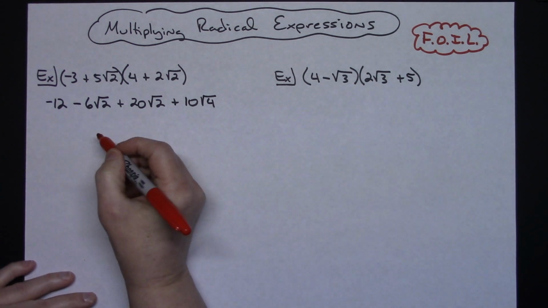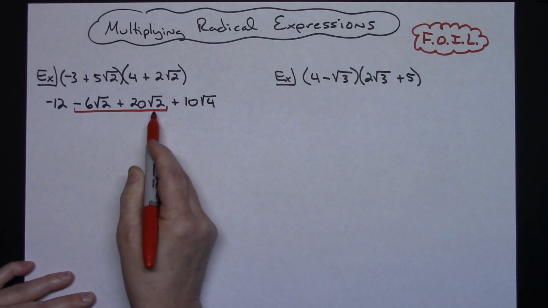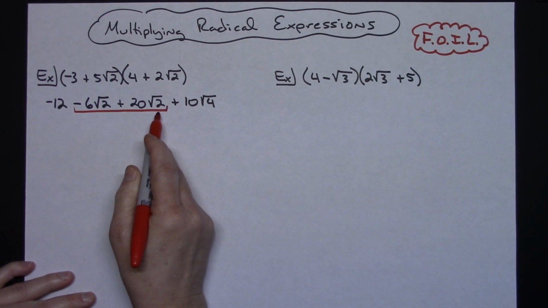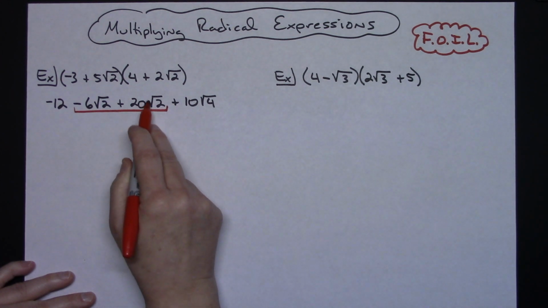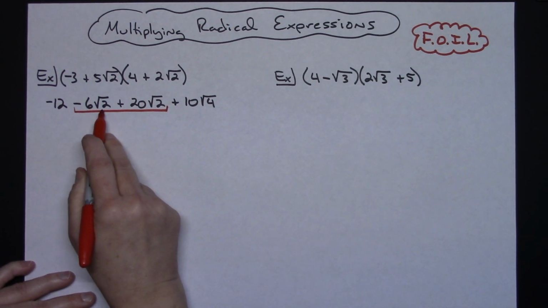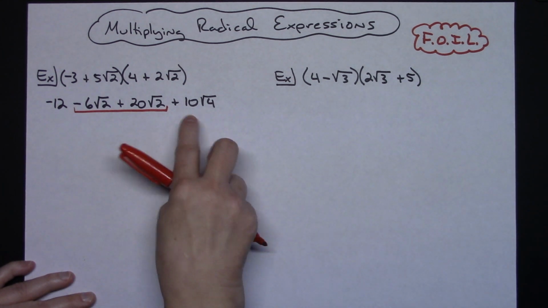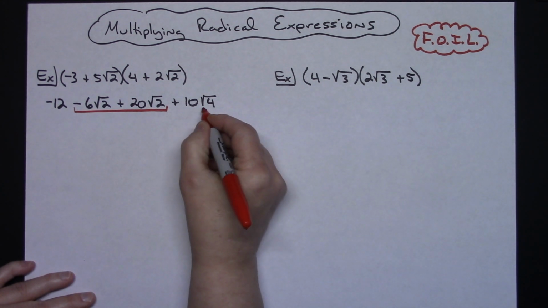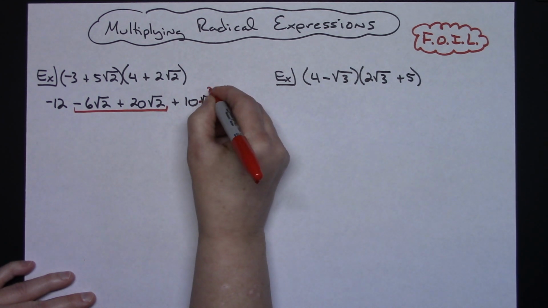Okay, now in this next step, I'm going to combine some like terms here in the middle, remembering that when you add radicals, they do have to be like radicals. So if this is a square root of 2, this also has to be a square root of 2. Then I can put these together. And then in this step as well, this is 10 times the square root of 4. Well, we know the square root of 4 is a 2.